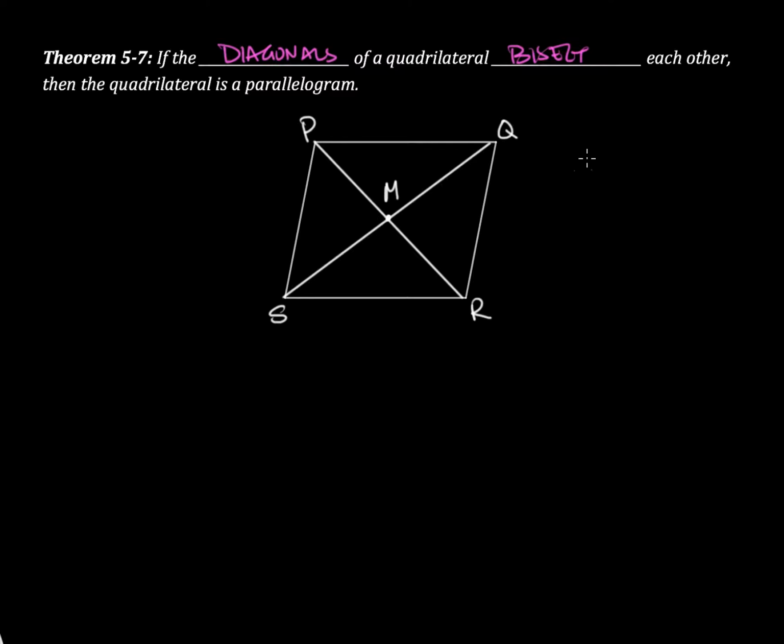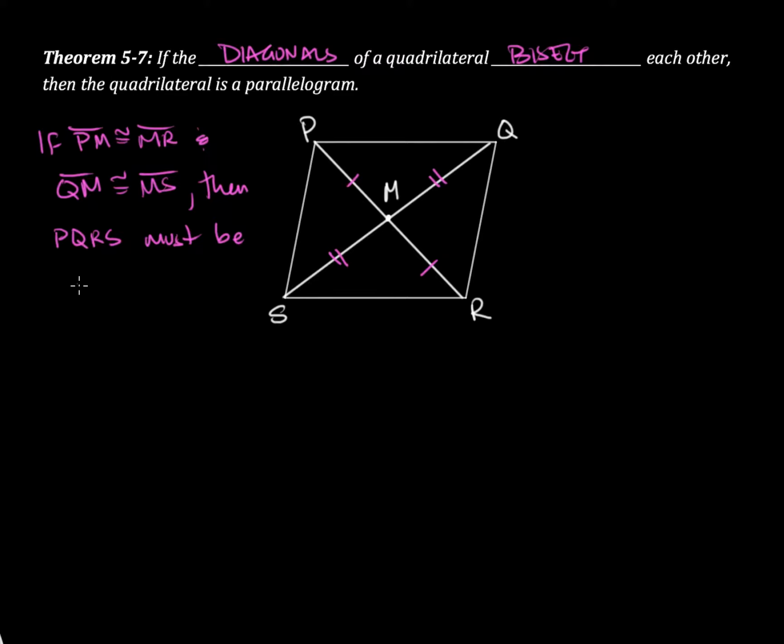So this means that in this example, if PM is congruent to MR, so this is congruent to this, and QM is congruent to MS, so this is congruent to this, then quadrilateral PQRS must be a parallelogram. Now, I didn't go through each of these theorems. I didn't show you the proof, but you can maybe see what it would be.